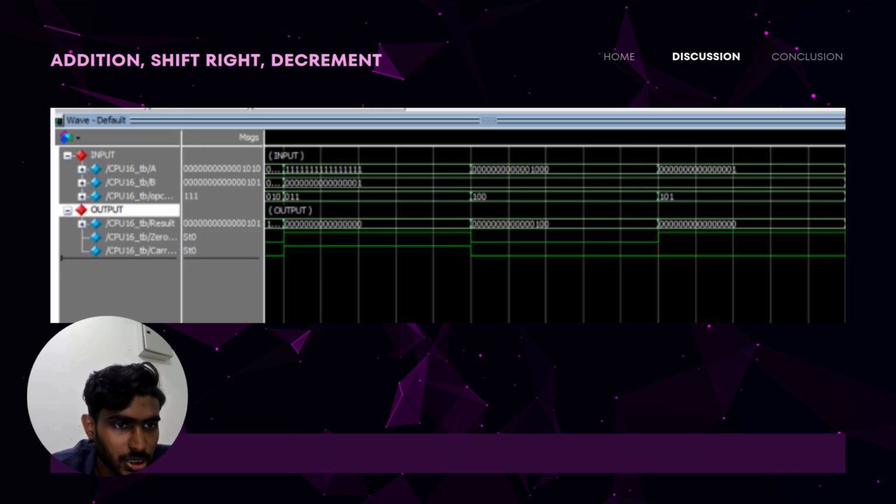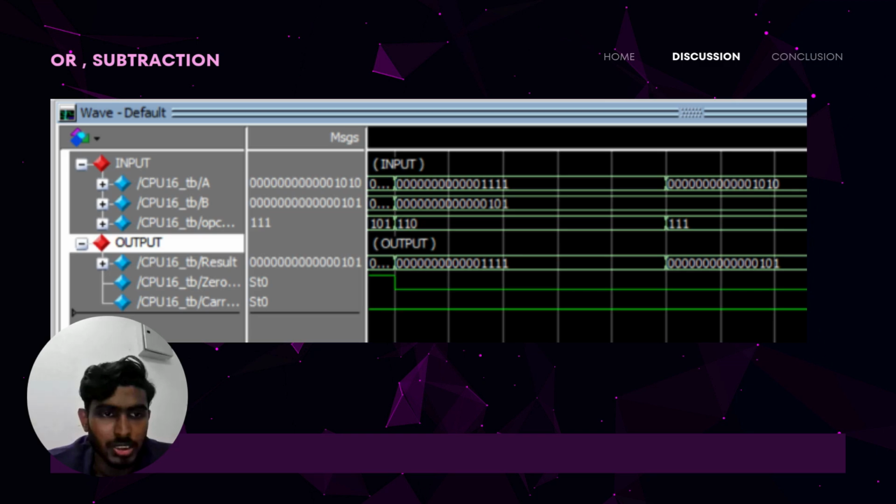So if you see, we're using the opcode 101 for decrement. The value in the input will have a one at the end. So the one will be decremented to 0, and since all the output values are 0, the zero flag will be equal to 1, but the carry flag won't be affected. Okay, so this is for 110, where the operation is OR.